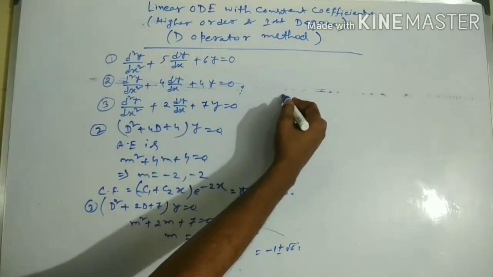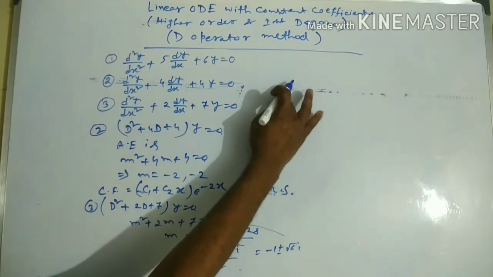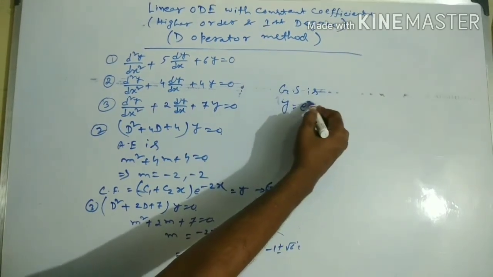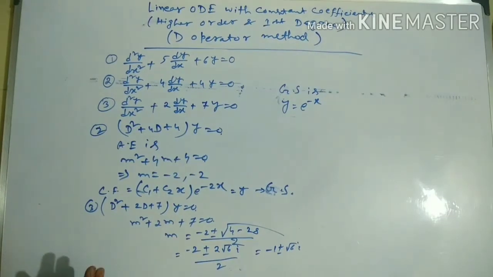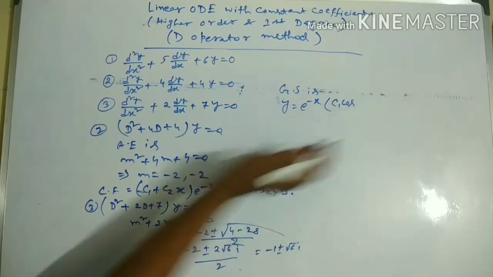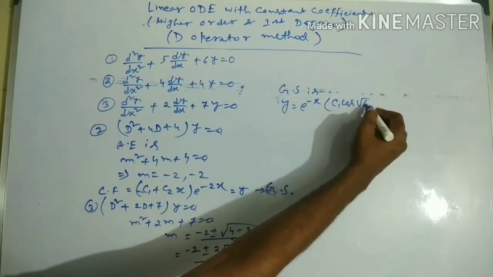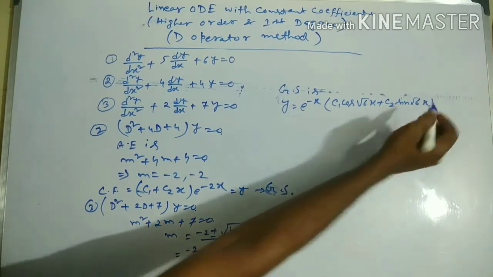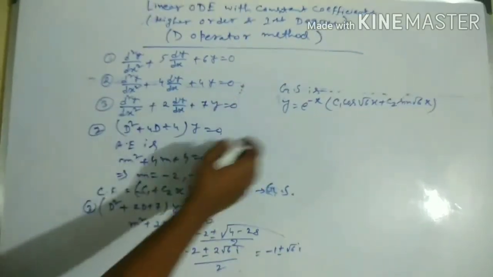So I am writing directly the general solution: y equal to e to the power -x. There the case was, if the roots are alpha plus minus i beta, then the CF will be e to the power alpha x. Here alpha is minus 1, the real part. So e to the power -x into C1 cos beta x plus C2 sin beta x, here beta is root 6, so C1 cos root 6x plus C2 sin root 6x. So this is the general solution.